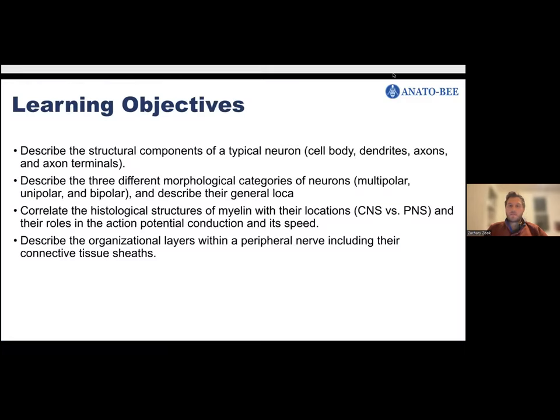So our learning objectives, I'll just read through them quickly to make sure that we're all on the same page. Describe the structural components of a typical neuron. Specifically, we want you to be able to identify a cell body, the dendrites and axons, and an axon terminal, and be able to tell the difference between what those are and what they do. Describe the three different morphological categories of neurons. There's a lot more than these, but these are the three that we want you to focus in on and know, which are multipolar, unipolar, and bipolar. And then describe their general location. I'm not sure why that word got cut off. My apologies. Correlate the histological structures of myelin with their locations.